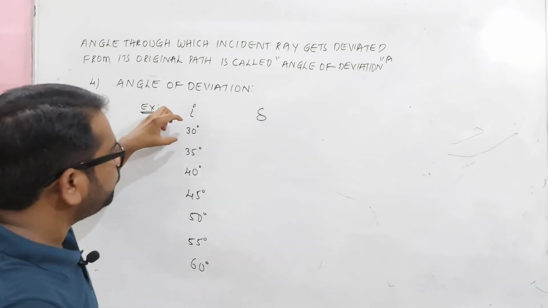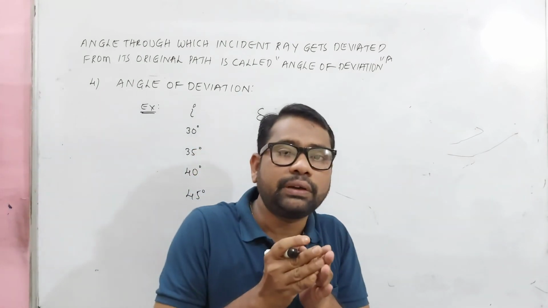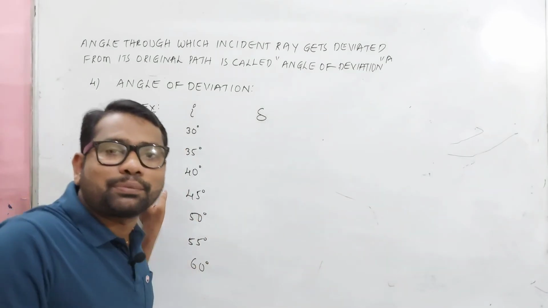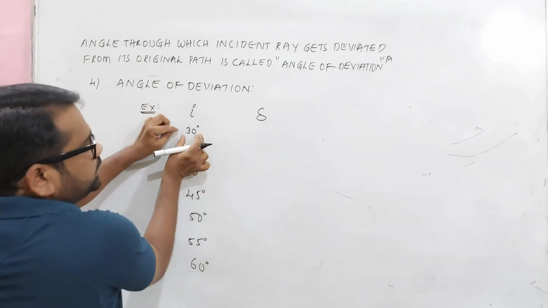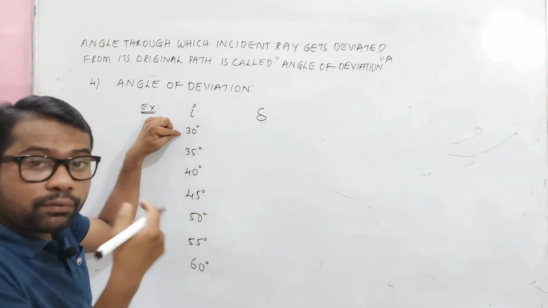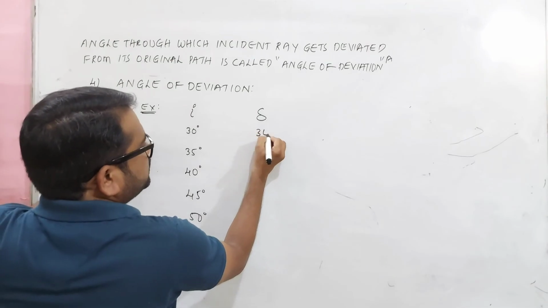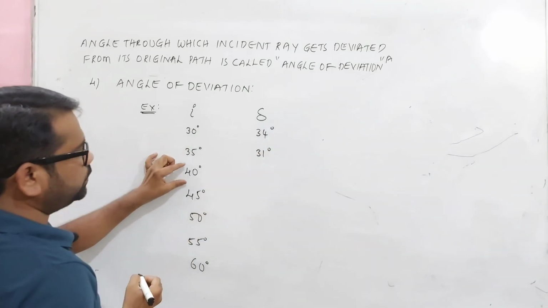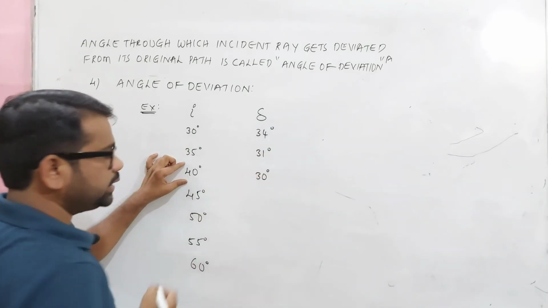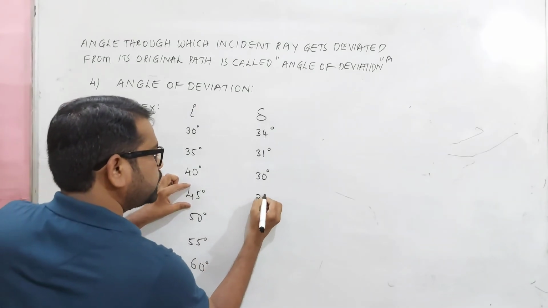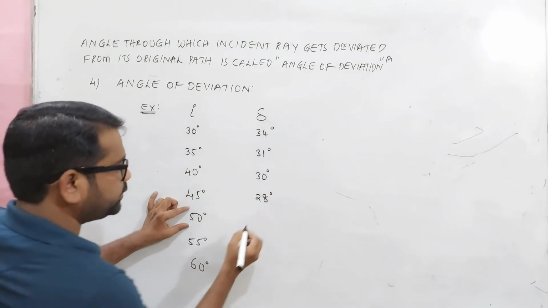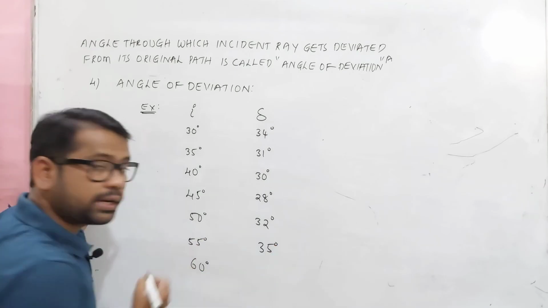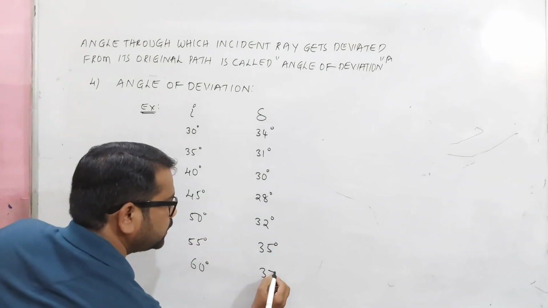For every angle of incidence, there will be a particular value of angle of deviation. It is just an example, not exact. For suppose, for i equal to 30 degrees, the corresponding angle of deviation might be 34 degrees. For 35 degrees, it might be 31 degrees. For 40 degrees, it might be 30 degrees. For 45 degrees, it might be 28 degrees. For 50 degrees, it might be 32 degrees. For 55, it might be 37 degrees. For 60 degrees, it might be 37 degrees.